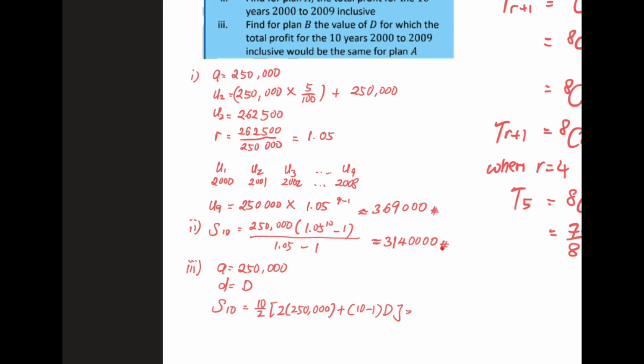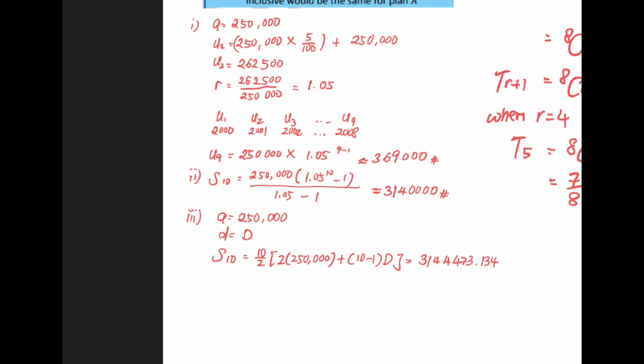So this equals, they have the same profit as this one. To make it accurate, I'm going to use the accurate value, 314,473.134. This is the value in my calculator. So I just need to solve this, and then I will get D. So divide by 5, minus 2 times 250,000, then divide by 9. In terms of three significant figures, I will get 14,300.